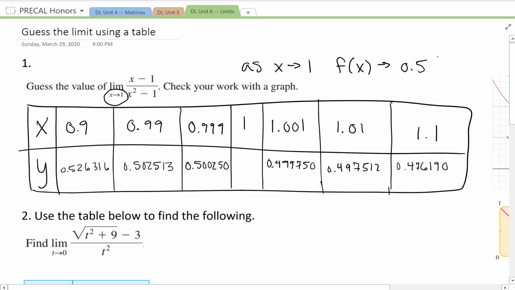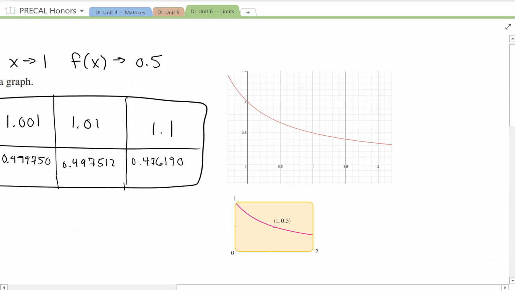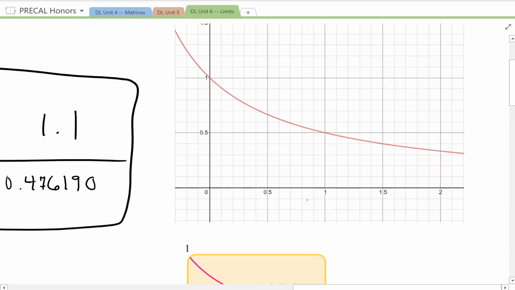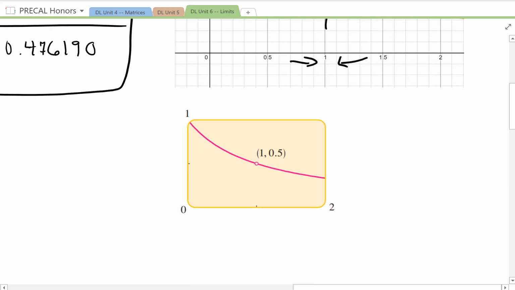Let's check our work with a graph. Here I graphed it on Desmos, and yeah, you can see as x is approaching 1, the f of x value is approaching 0.5. But if you zoom in closer, you actually have to click on the point for it to show up on Desmos. At 1, there's no value. F of x is undefined. There's literally a hole there.